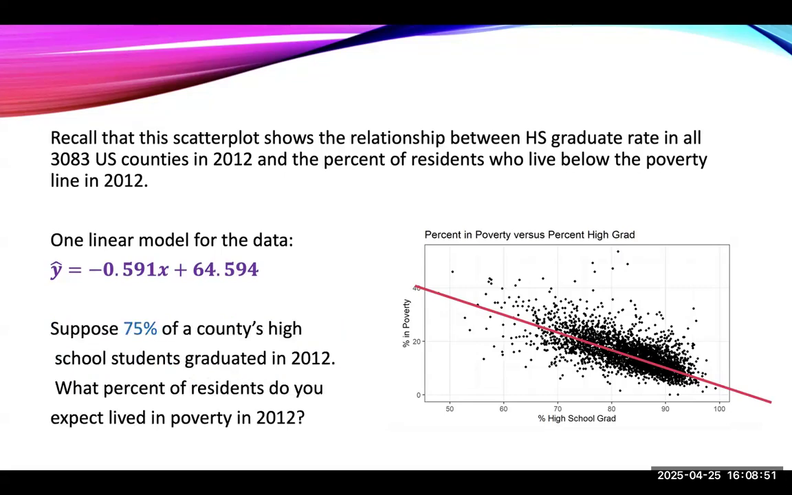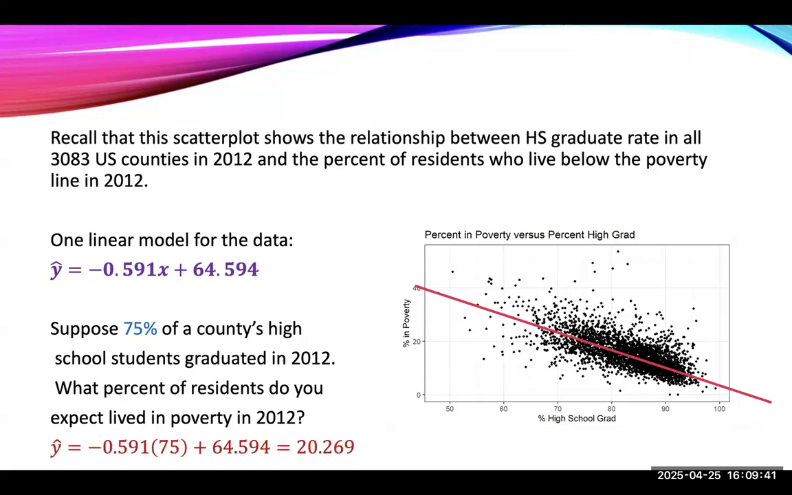Now we create a line of best fit to make estimates. So for example, suppose 75% of a county's high school students graduated in 2012. What percent of residents do you expect lived in poverty in 2012 in that county? How would I use my line of best fit to give me that estimate? Well, since X is the percentage of high school students who graduated, and that's going to be 75, we're going to plug 75 into X for this equation.